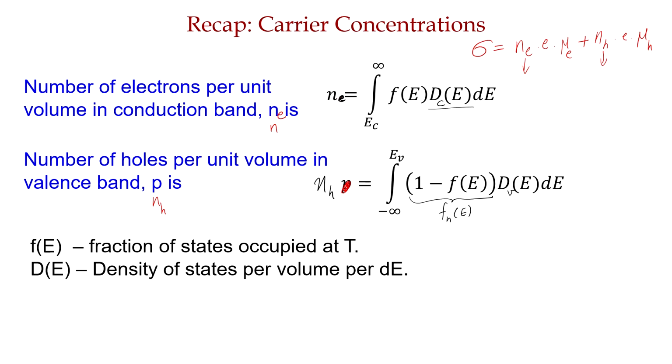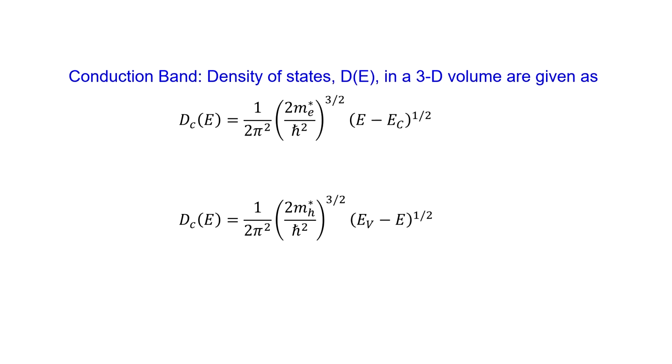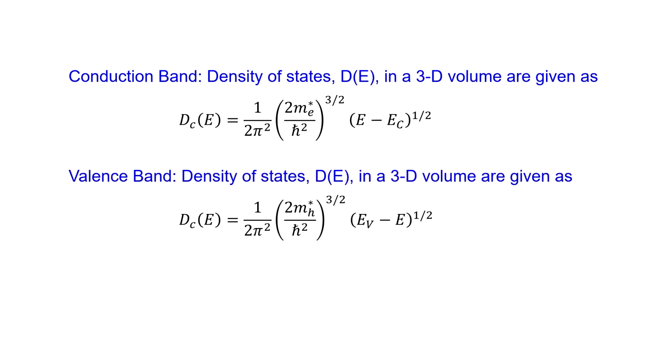So Fe is the fraction of states occupied at temperature T for electrons, or the probability of occupation of these states, and 1 minus Fe is the analogous term for holes. dE is the density of states per unit volume per energy interval dE, where C is for conduction band and V is for valence band. Now we will take this forward and first see what the density of states for conduction band and valence band are.